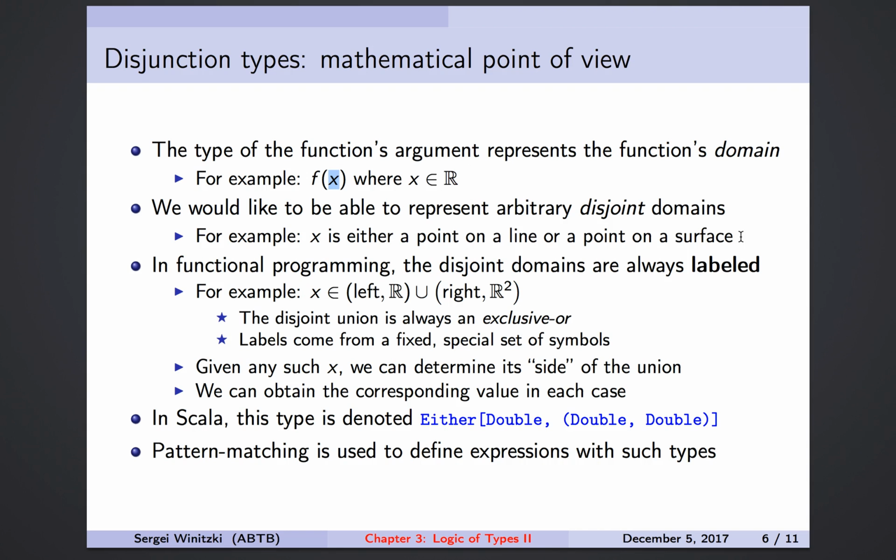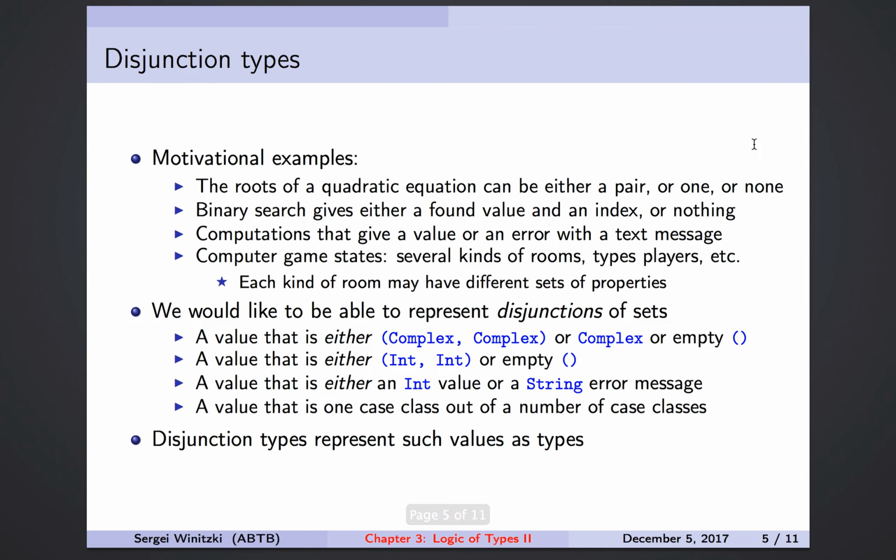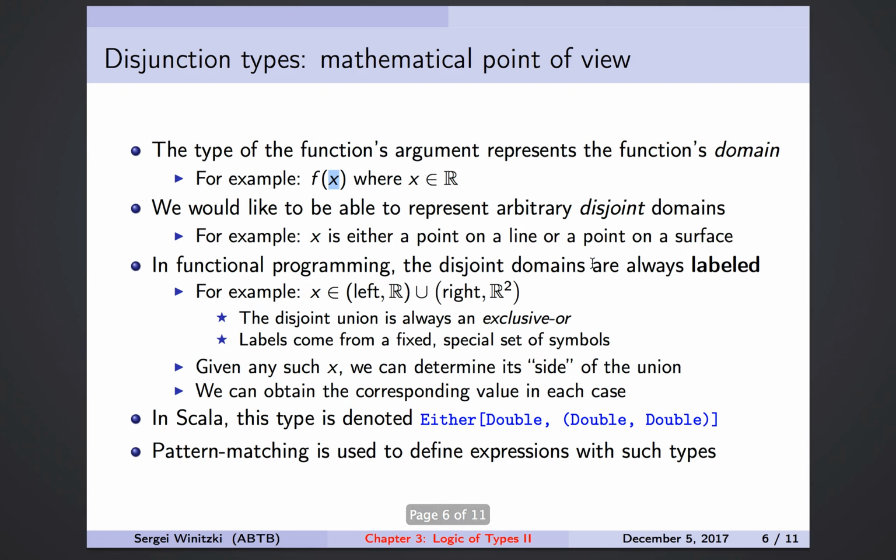In mathematics this is not often used, but in functional programming it is used quite a lot, because it appears that real-life situations and tasks require a lot of this kind of disjoint domains. I just gave you examples on the previous slide. So how would we do a disjoint domain between line and surface? Let's say line is the real numbers and surface is R2, the real plane.